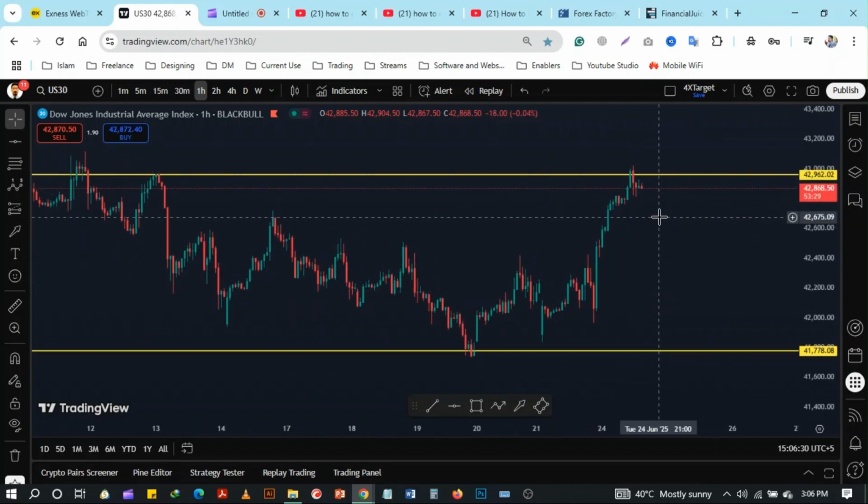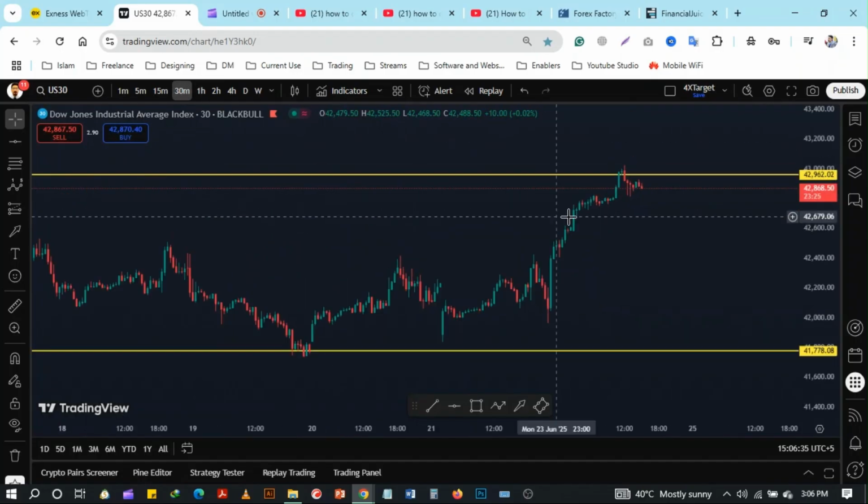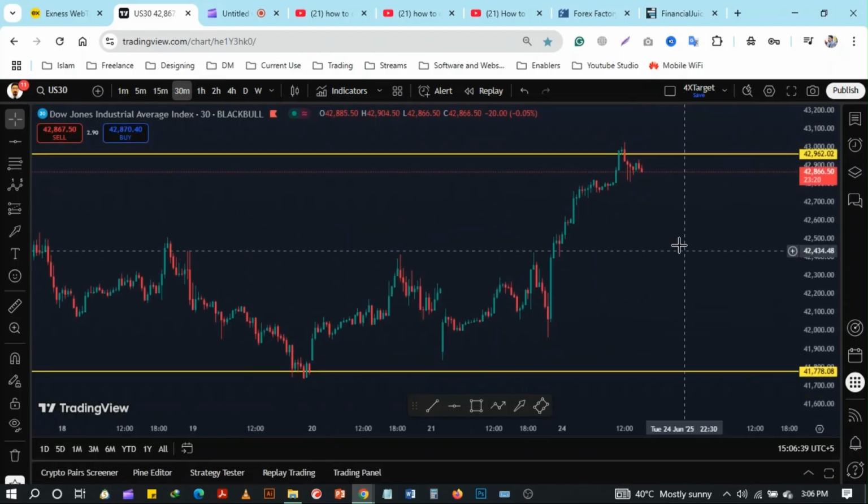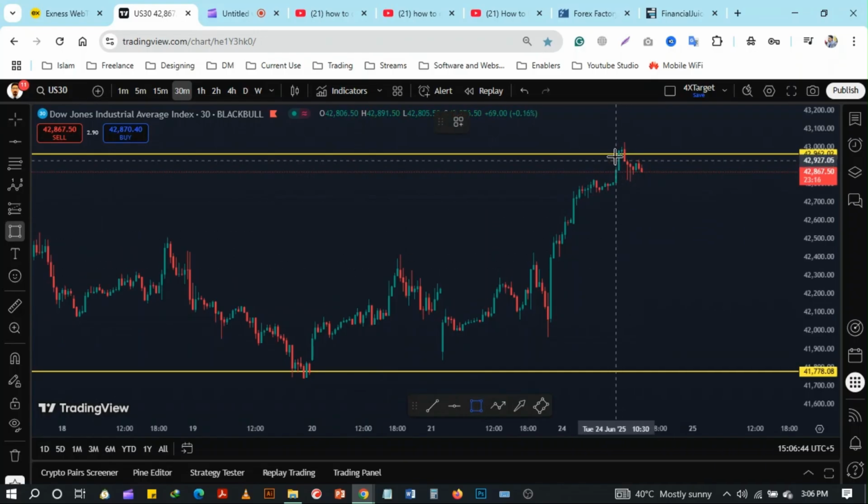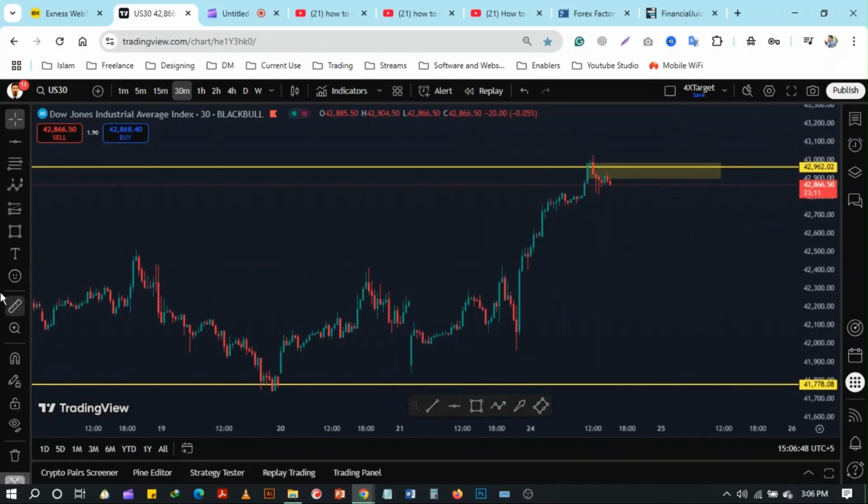We are currently near the resistance level at 42,980, and based on price behavior and potential rejection signals, we will look for confirmation on the M30, 30-minute chart, before entering a sell position.